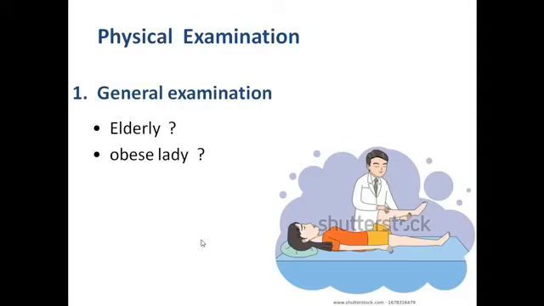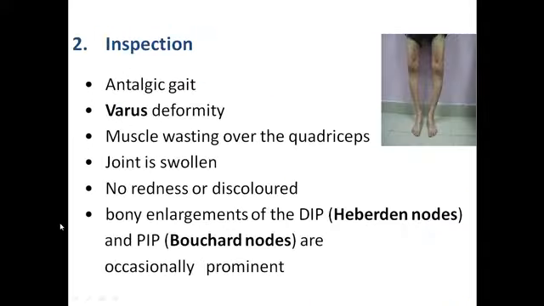Now goes the physical examination. In the general examination, you have to see whether the patient is elderly or an obese lady. Inspection: the patient finds it quite difficult to walk on the affected side. There is a varus deformity, mostly common in knee joint arthritis. You see here, there is a varus. Valgus deformity is also present, but varus is very common and found in osteoarthritis.